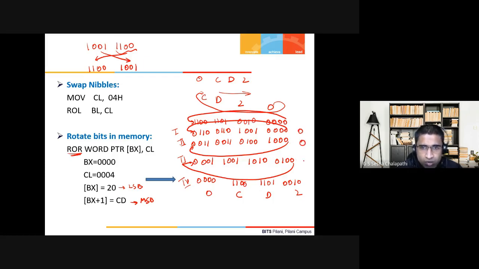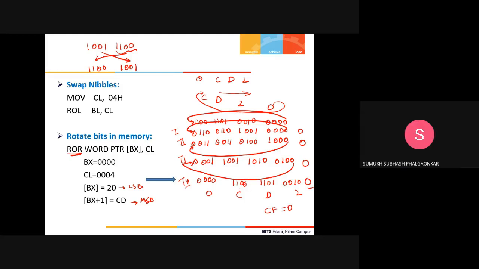The third rotation also, first rotation, second rotation, third rotation, and fourth rotation. Fourth rotation also the carry flag is becoming 0. Okay, so carry flag after the fourth rotation is also 0. So CF is equal to 0. Answer is 0C D2.